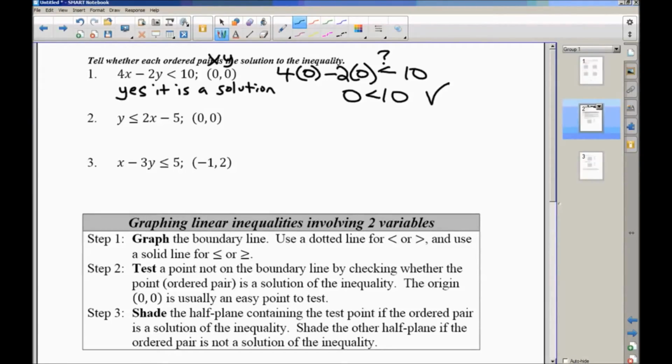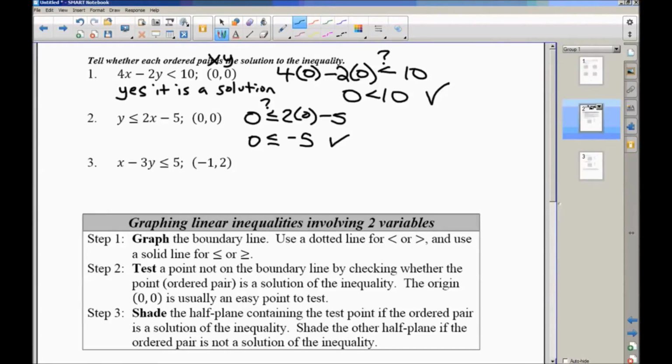All right. Second one, we're testing (0, 0) again, which is nice because (0, 0) is a really easy point to test. So 0 is less than or equal to 2 times 0 minus 5, question mark. In this case, we get 0 on the left side. 2 times 0 is 0, and 0 minus 5 is negative 5. So 0 is less than or equal to negative 5.